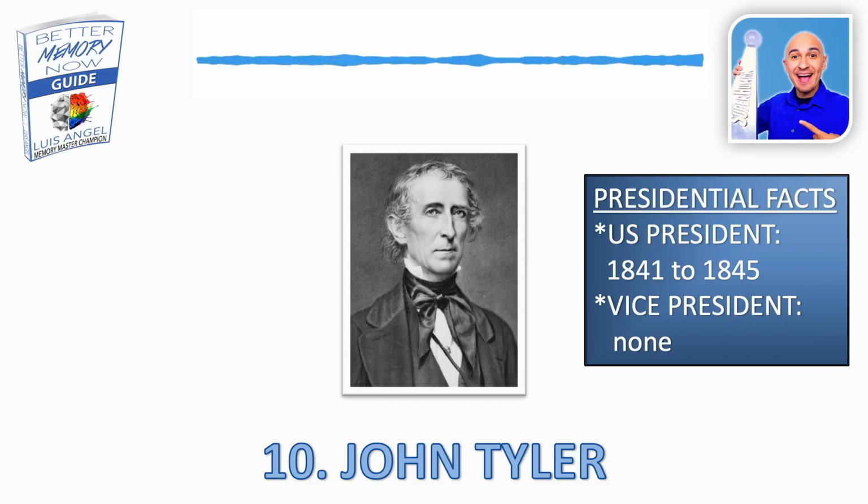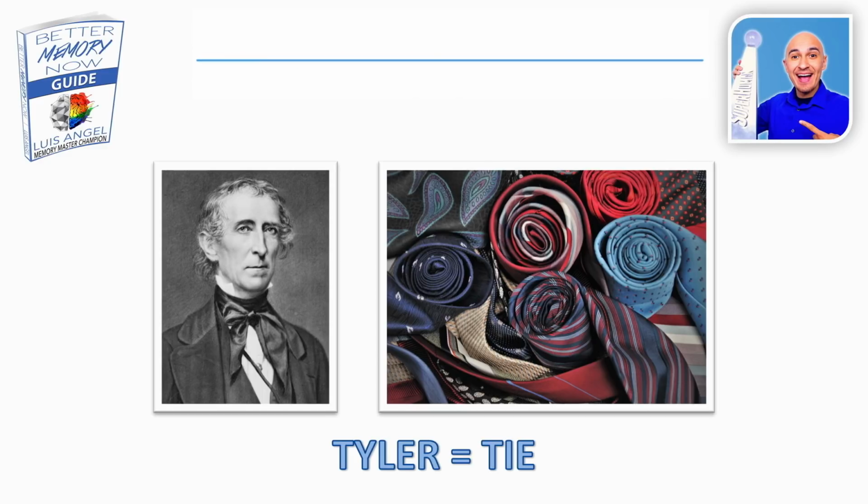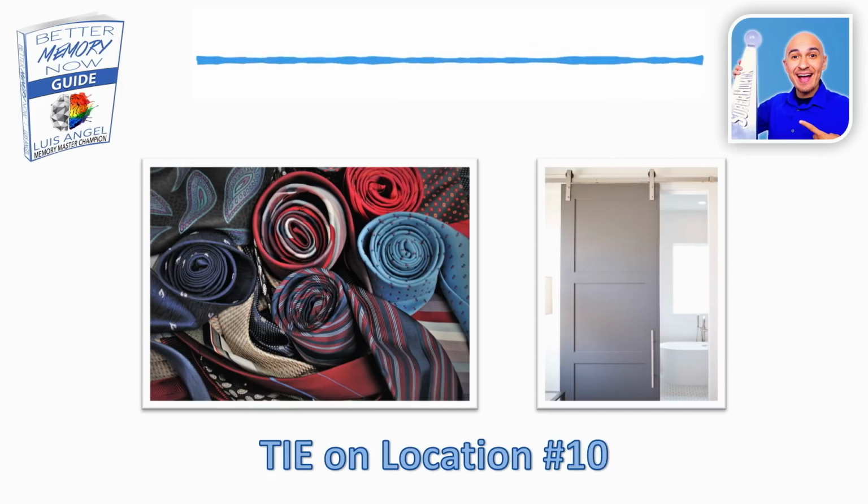He was the first VP to get elevated to the level of president after William Henry Harrison passed away, unfortunately, from pneumonia. And so John Tyler served from 1841 through 1845, and he did not have a VP of his own. For Tyler, I would picture a tie, like a dress tie or a bow tie for Tyler. And I would see that on my 10th location.